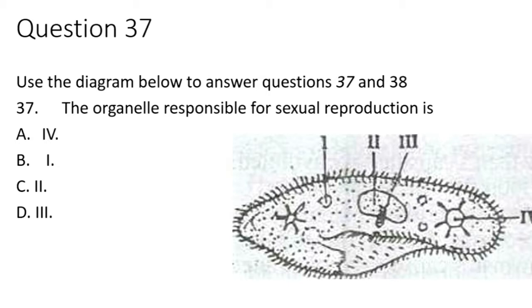C2, D3. Now, in paramecium, there are two nuclei, the meganucleus and then the micronucleus. And when conjugation is to take place in two paramecia, the meganucleus will disintegrate. So it is the micronucleus that undergoes meiotic division, forming 4 nuclei. So the structure that takes part in sexual reproduction is the micronucleus, which is the structure labeled 3. So D is the correct option.